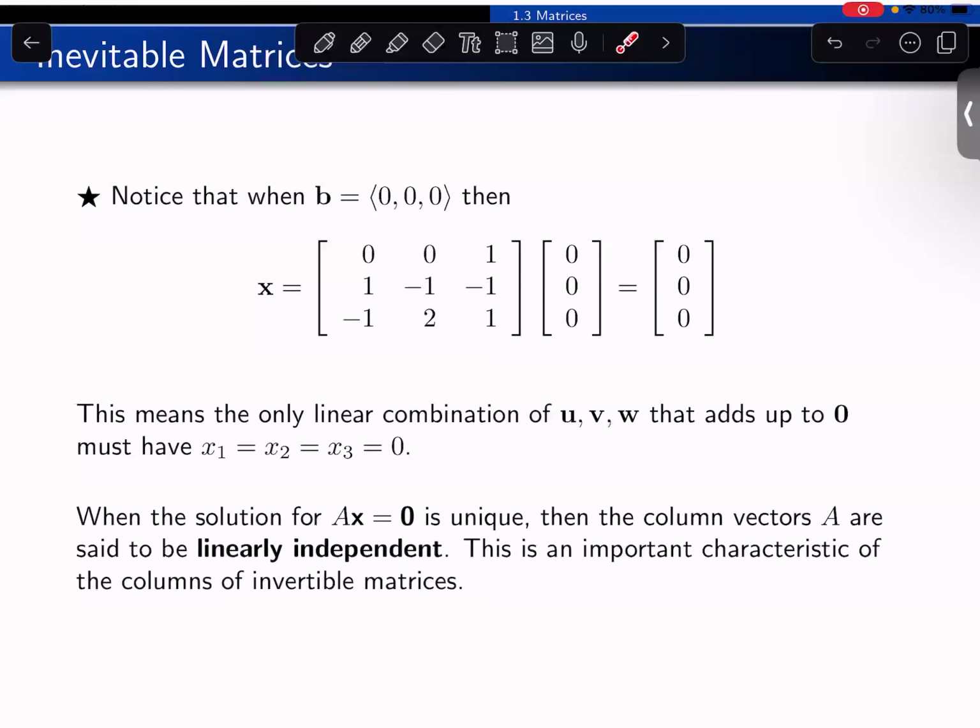So there's only one vector you can multiply by A to make it so you end up getting the 0 vector. And of course, that vector would end up being equal to 0, 0, 0. If you multiply any matrix by 0, 0, 0, you're just going to get the 0 vector back. So if 0, 0, 0 is the only solution, it means that your column vectors are linearly independent.